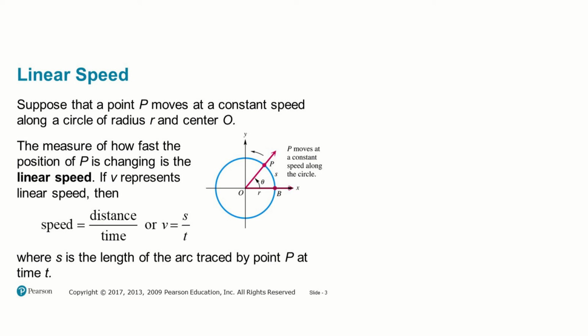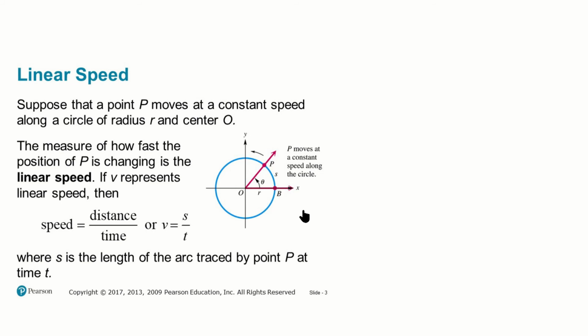Hello class, today we're going to discuss two types of speed associated with an object like this point P moving in a circular path. Notice that one kind of speed we can talk about is how fast it's covering distance along the circle, and another speed we can talk about is how fast that angle is changing with respect to time.